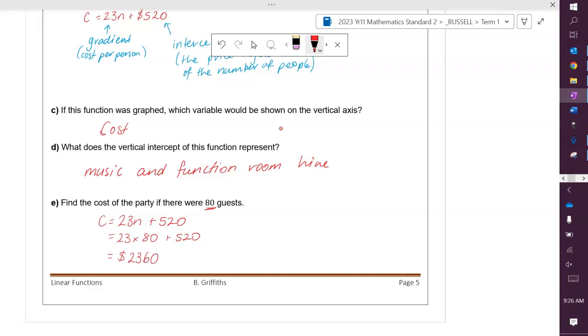$2,360. And this is where a lot of businesses work out how much money they need to make on potentially ticket sales in order to make a profit with how much output they're having to pay. That's putting it into that real life context so you can see where this is really used.